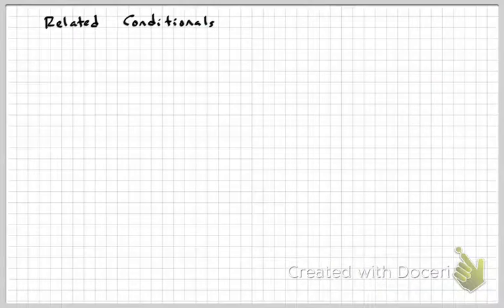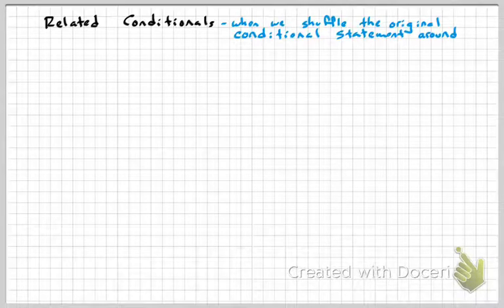Now, with conditional statements come what we call related conditionals. And we get related conditionals when we shuffle the original conditional statement around. So there's 3 different versions. So we have our original version and 3 different ones after that. So 4 total. So we have our original conditional statement. Then we have something that's called the converse, the inverse, and the contrapositive.